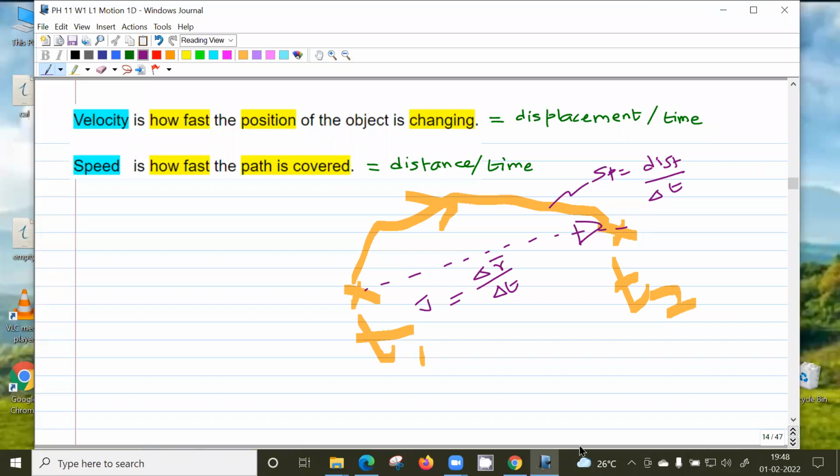Is it clear? So here also speed will be more compared to the magnitude of the velocity, because the distance is more for the same time. Here delta r, if you take the magnitude, it will be this distance. So speed is always more than the magnitude of the velocity.